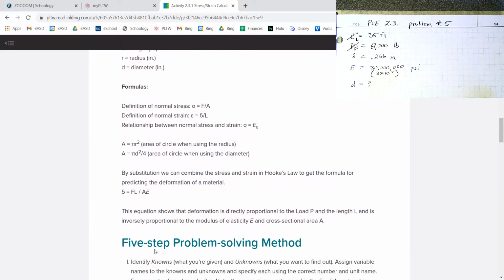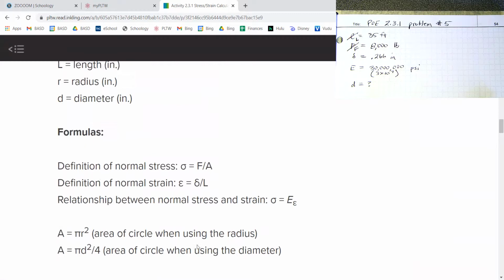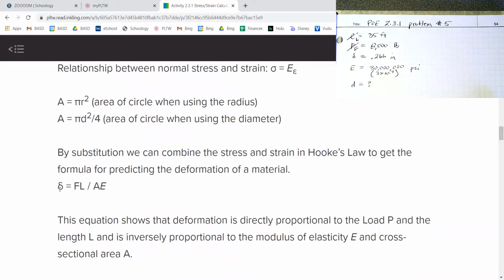I don't know if you can see this. I see an equation. This equation, delta, that's a delta, equals force, we're given, length we're given, A we're not given, but we can find, or actually we need to find, and then E's elasticity.